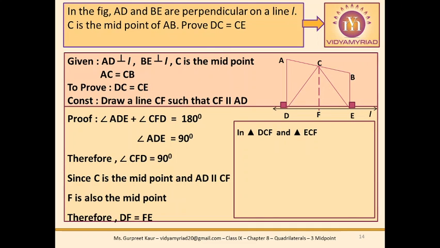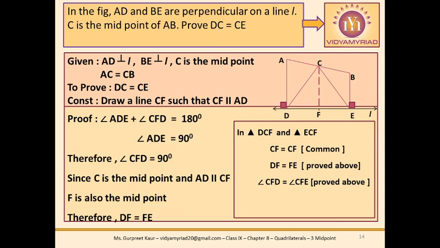Now, take the triangle DCF and triangle ECF. CF is common in both of them. We know that DF is equal to FE, we have proved above, and angle CFD is equal to angle CFE, which again we have proved above, which is 90 degrees. So we can say that the triangles are congruent, and when the triangles are congruent, we can also say that DC is equal to CE.